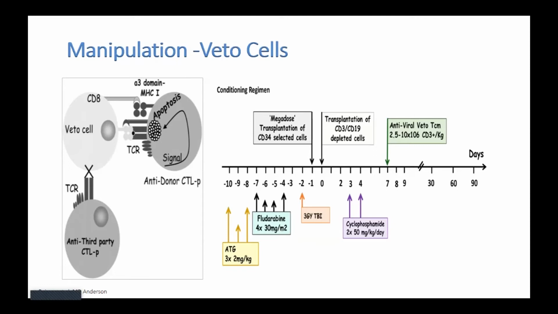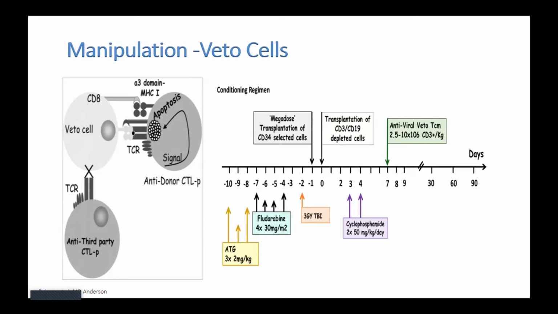CD8 positive memory T cells are co-cultured with the donor dendritic cells and also pulsed with a peptide mixture representing 4 prominent viruses, mainly EBV, CMV, BK virus, and adenovirus. These CD8 positive veto T cells can enable engraftment after a non-myeloablative conditioning and at the same time provide antiviral protection. In this protocol, the conditioning involves 3 doses of ATG, fludarabine, and 3 grays of total body irradiation.